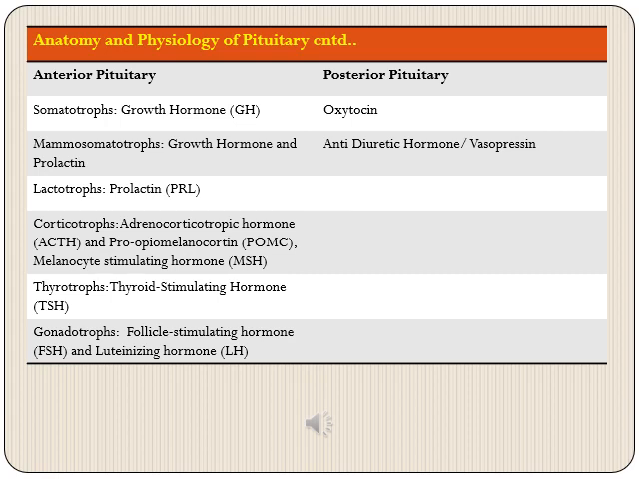Then we have corticotrophs which secrete adrenocorticotrophic hormone and pro-opiomelanocortin, as well as melanocyte stimulating hormone. Then we have thyrotrophs which secrete thyroid stimulating hormone or TSH, and finally we have gonadotrophs which secrete follicle stimulating hormone and luteinizing hormone. So these are the six types of cells which secrete different hormones, and all these cells are situated in anterior lobe of pituitary. In posterior pituitary, we have just two peptide hormones. One is oxytocin and the other one is antidiuretic hormone, which is also known by the name of vasopressin.